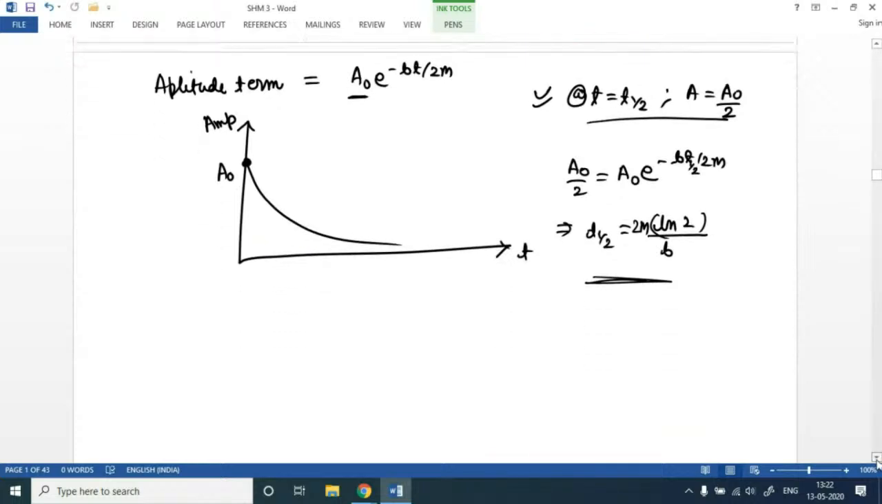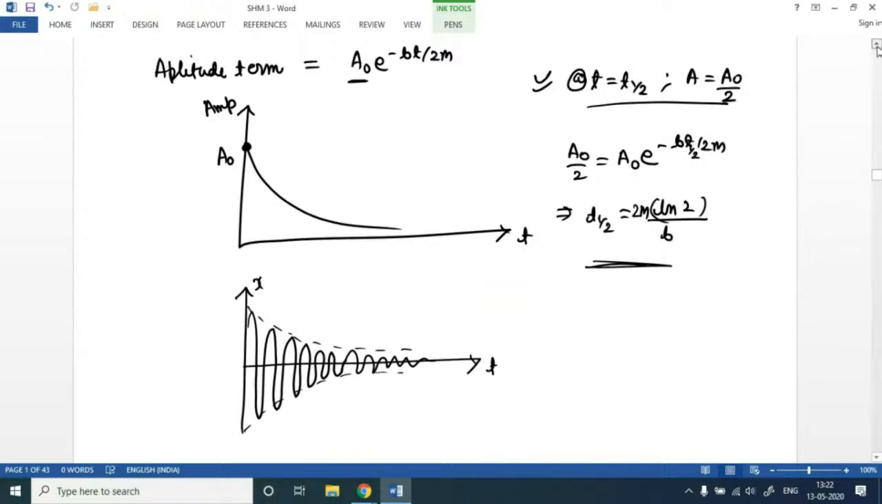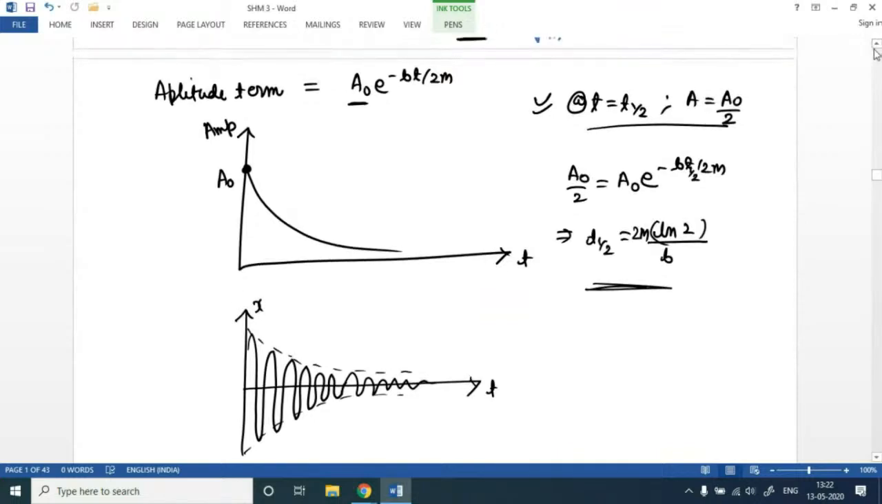Like if you draw, for example, an x versus t graph, the amplitude term will be forming an envelope. So this would be the envelope formed by the amplitude term, and the oscillation would be inside this. So clearly you can see that amplitude is decreasing and slowly it will die out. That would be the graphical interpretation of oscillation in the case of damped SHM.